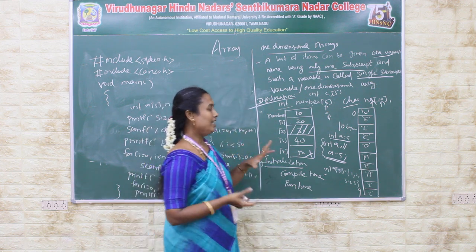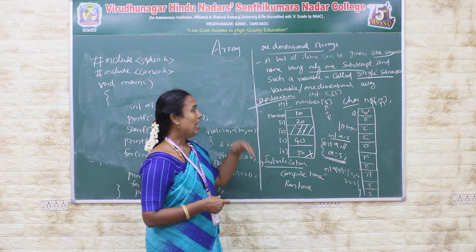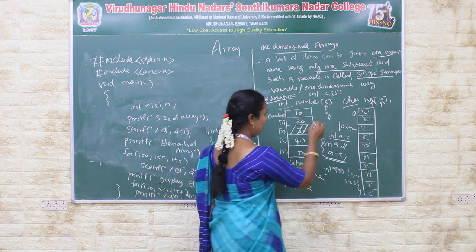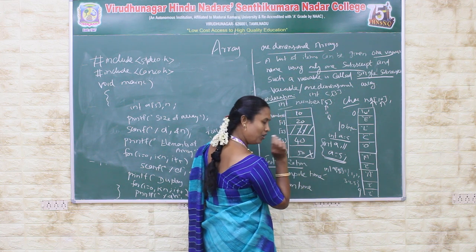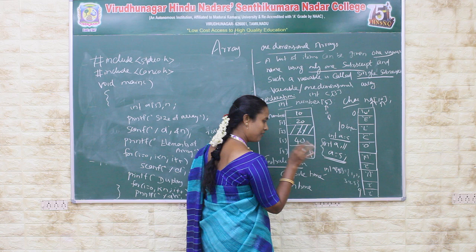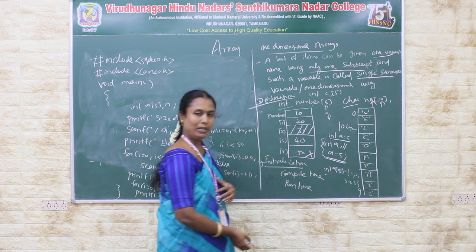How we assign a value to a single variable, the same kind we can apply to the array variable also. So here I can specify int A of 5. 5 means I can store 5 elements. Array indices always start with 0. So 1, 2, 3, 4, 5. This way you can make the initialization.